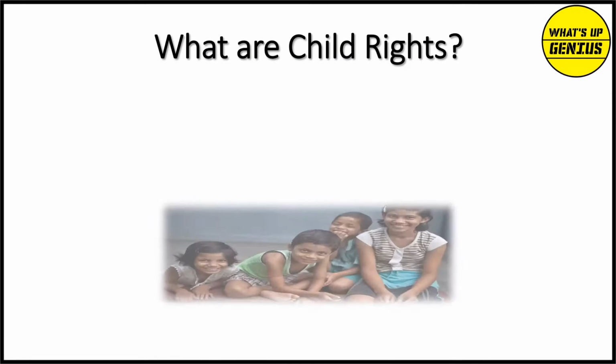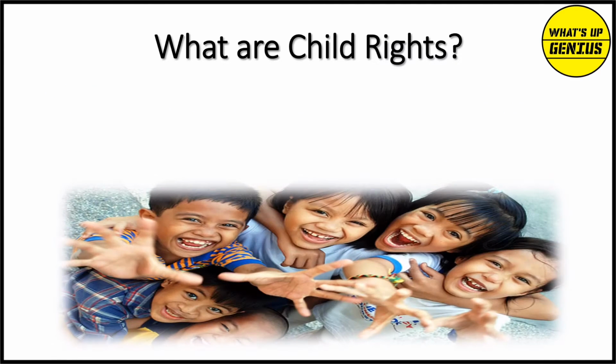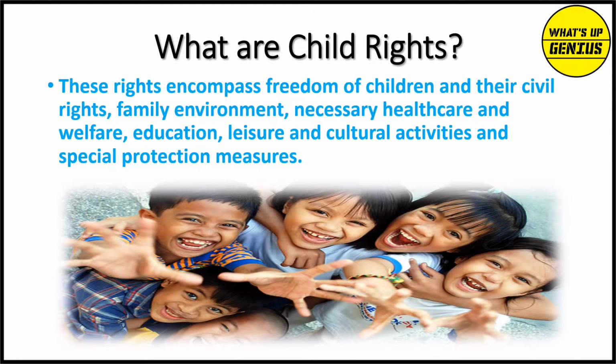What are child rights? Child rights go beyond just human rights, which exist to ensure fair and proper treatment of people across the world and promote their well-being. These rights encompass freedom of children and their civil rights, family environment, necessary health care and welfare, education, leisure and cultural activities, and special protection measures.